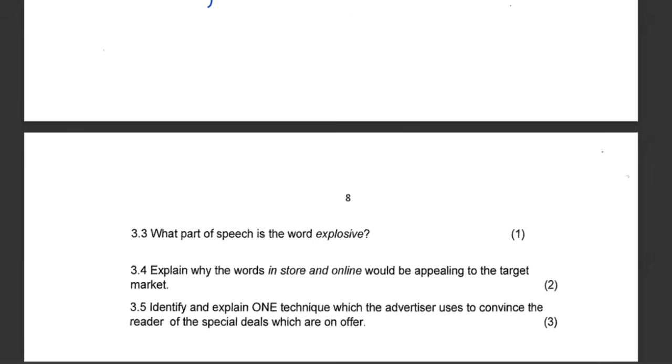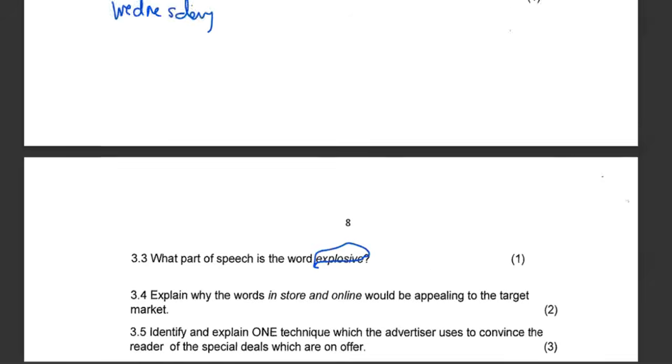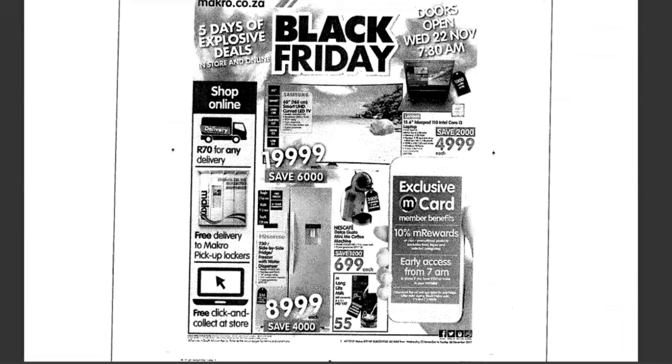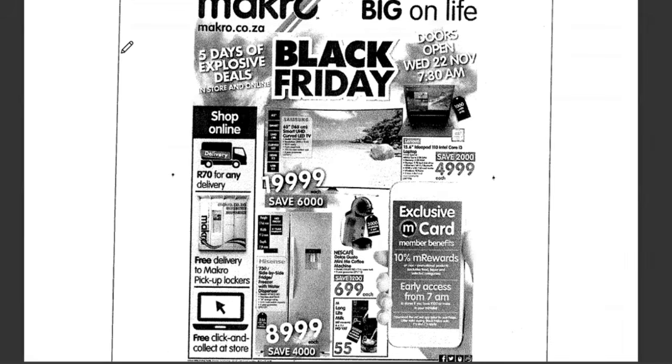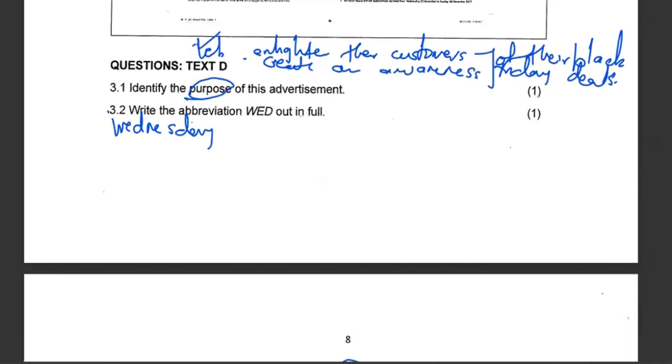3.3 says, what part of speech is the word explosive? Learners have a mistake of always identifying it in isolation like this. Please don't do that. You can only get its part of speech from the way it's used. It says 5 days of explosive deals, which means it is definitely an adjective. What type of deals? They're explosive. So it is giving a description to the type of deal, which means it is an adjective.